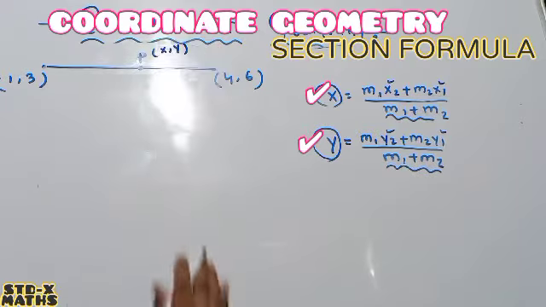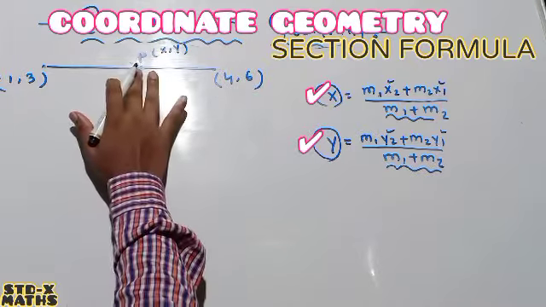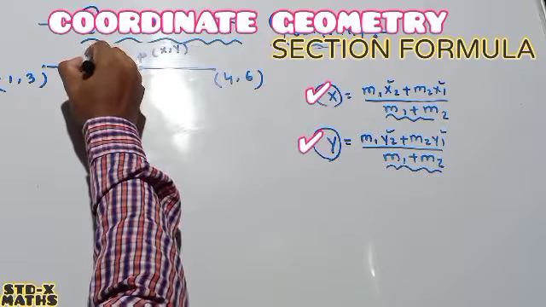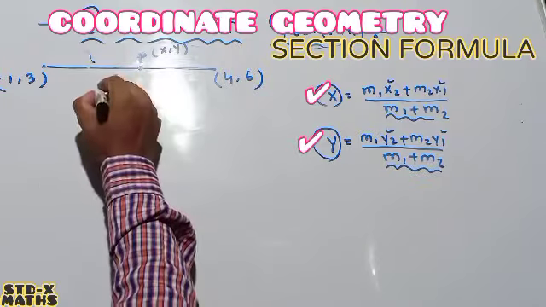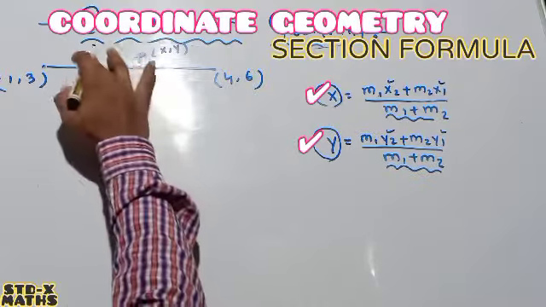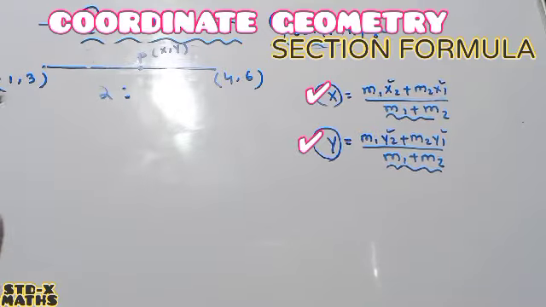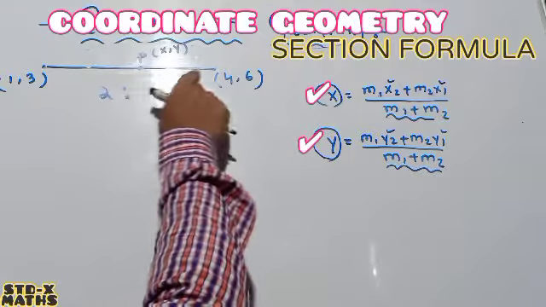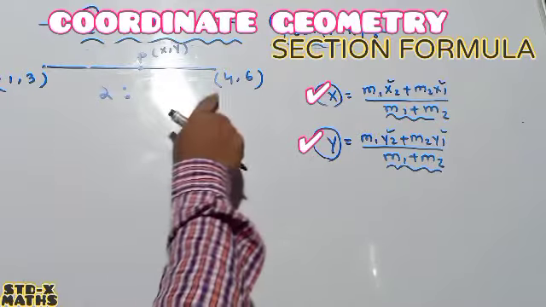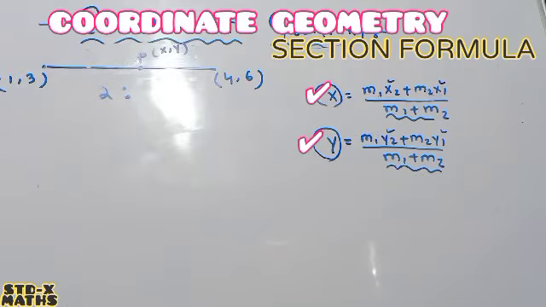You have to find the point, meaning its x and y, such that the point divides this segment in the ratio of 2:1. Understood? It means you have to find the point which divides the line segment joining the two points (1, 3) and (4, 6) in the ratio of 2:1.